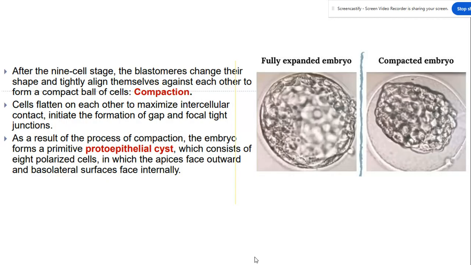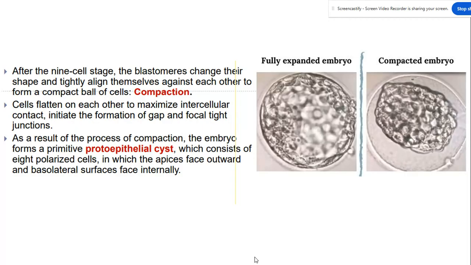Cells flatten on each other to maximize intercellular contact, and initiate the formation of gap and focal tight junctions. So they're flattening. Whenever you have compaction, you cannot be uneven on all the sides. You have to flatten and you have to start connecting, right? As a result of the process of compaction, the embryo forms a primitive protoepithelial cyst, which consists of 8 polarized cells in which the apices face outward and basolateral surfaces face internally.